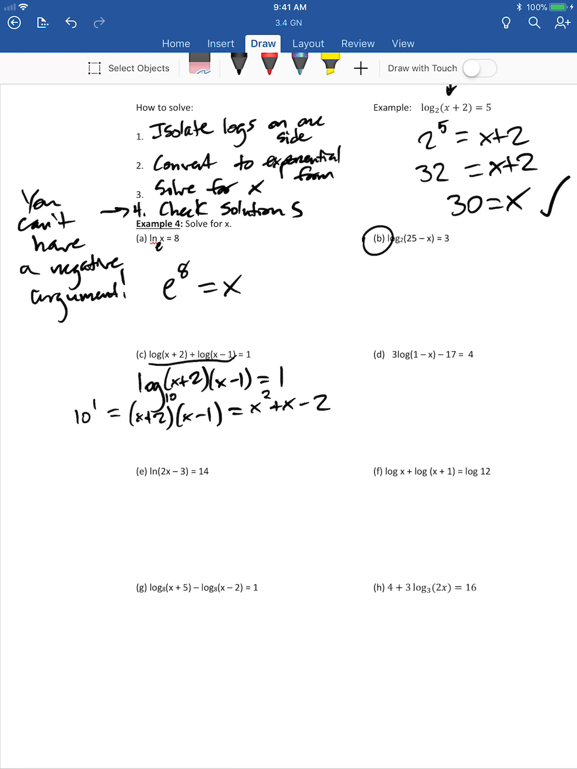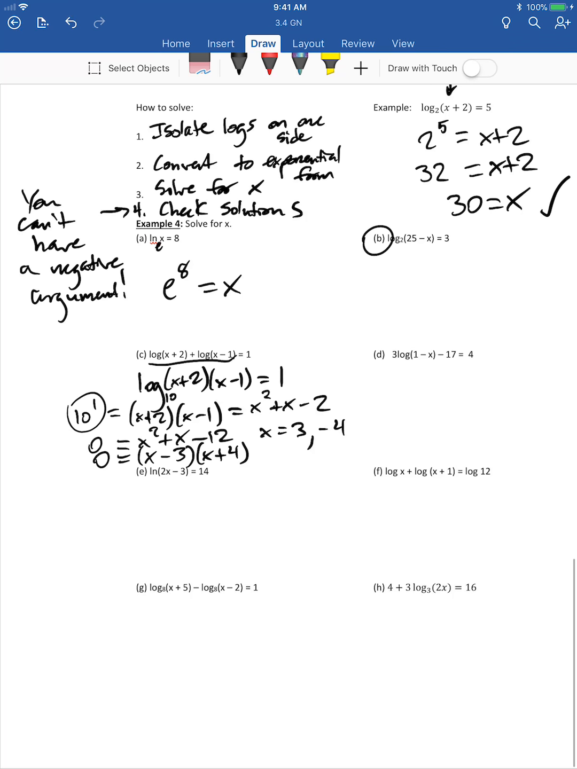Now, I almost have a quadratic that I can solve, but I need this to equal 0. So I'm going to move my 10 to the 1 over to the left. I'm going to subtract, so I'll have 0 equals x squared plus x minus 12. I can factor that. Again, use your x if you need to. X minus 3 times x plus 4. So x equals 3 or negative 4.